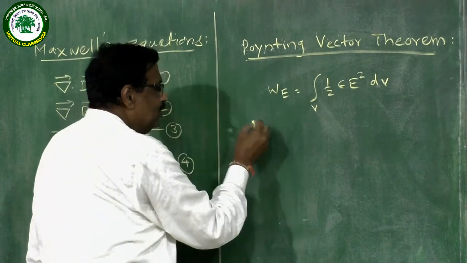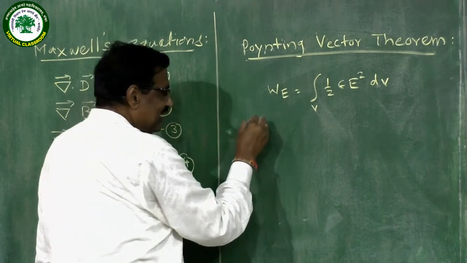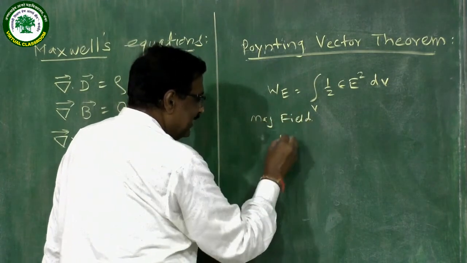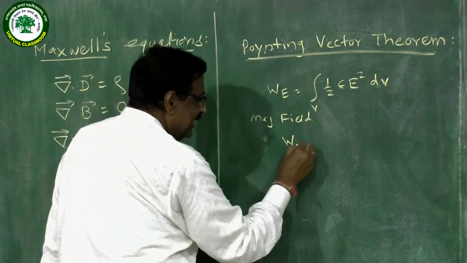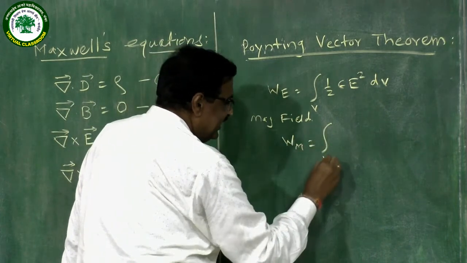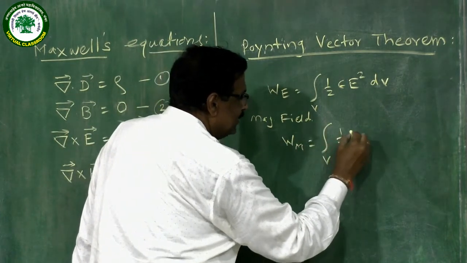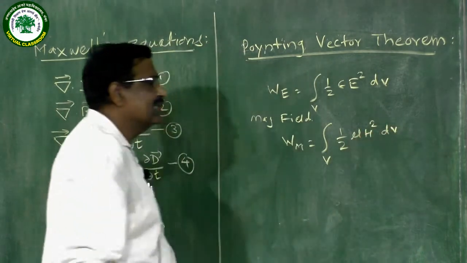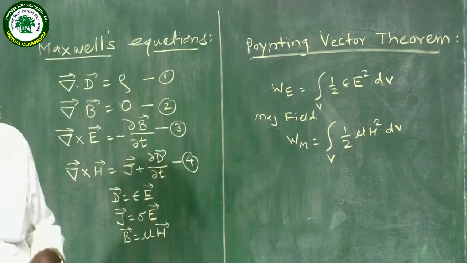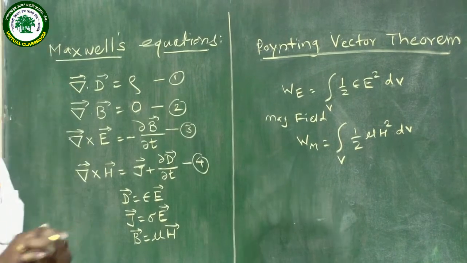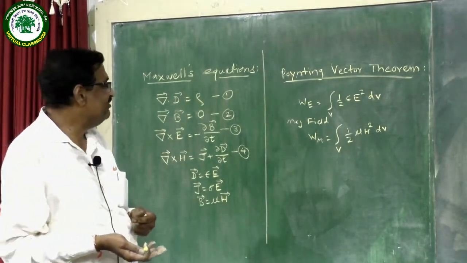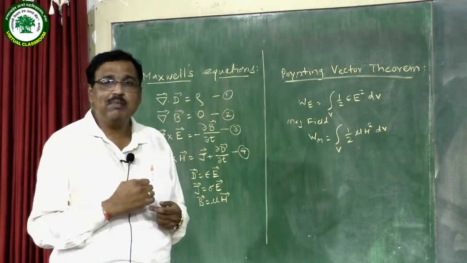Similarly, in the presence of a magnetic field, the equation for magnetic energy is defined by Wm equal to the integral over V of 1/2 mu H squared dV. So this is nothing but the equation for magnetic energy. These are the two energies which are present separately, in the form of electric field and in the form of magnetic field.